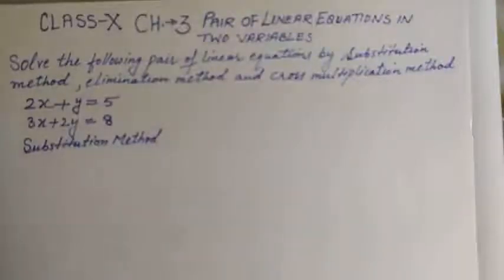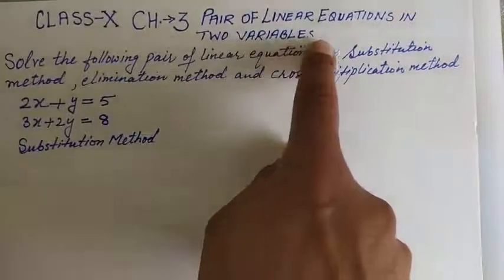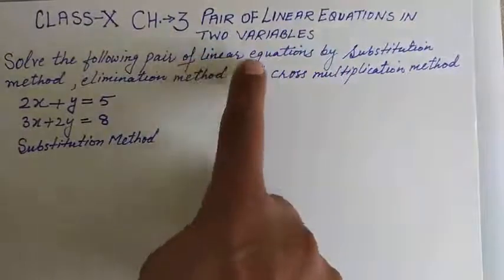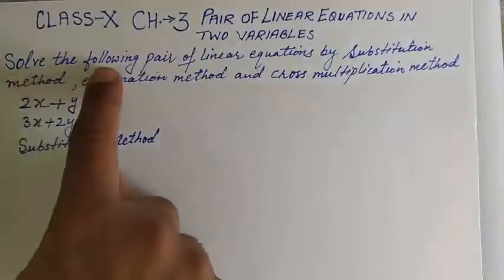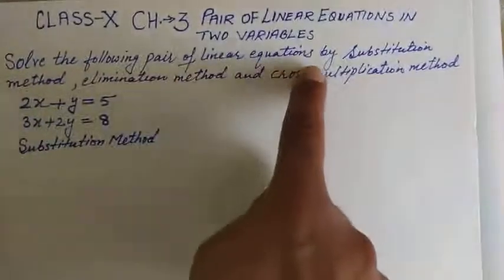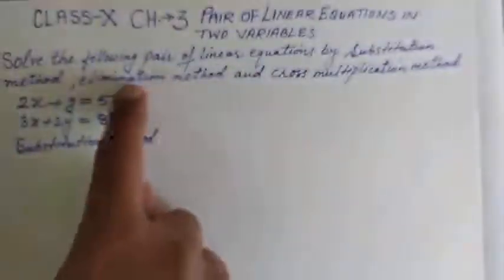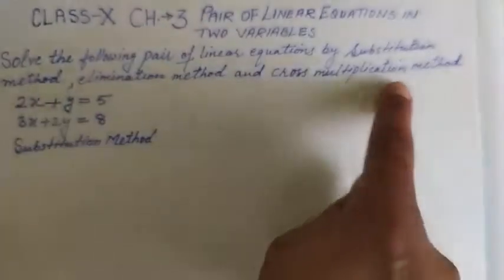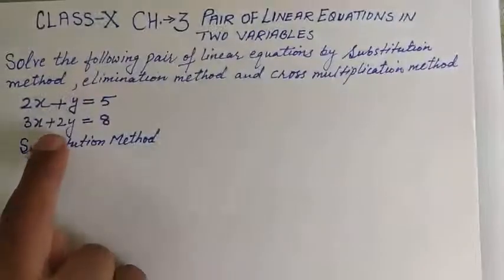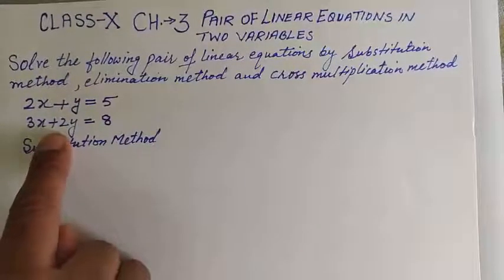Hello dear students, welcome in this maths class. Let's solve this question. This is from chapter 3, pair of linear equations in 2 variables. Question is, solve the following pair of linear equations by substitution method, elimination method, and cross multiplication method. It means this pair of linear equation in 2 variables we have to solve with these 3 methods.